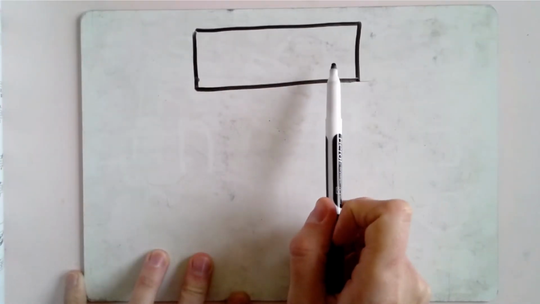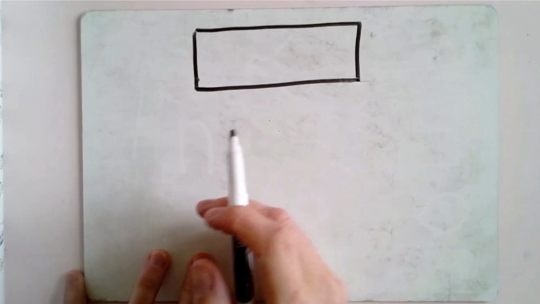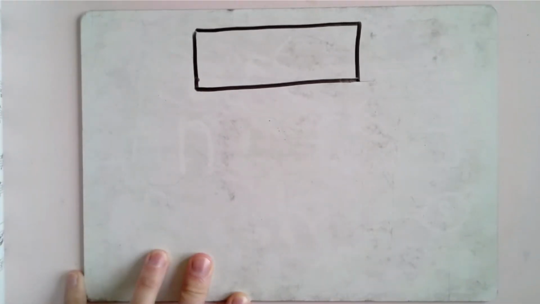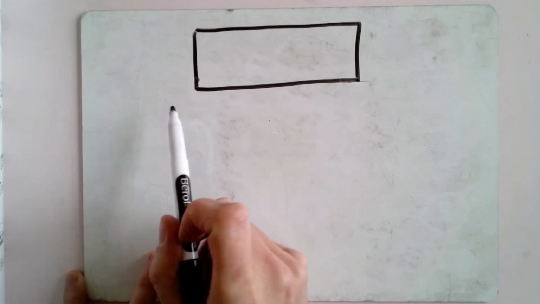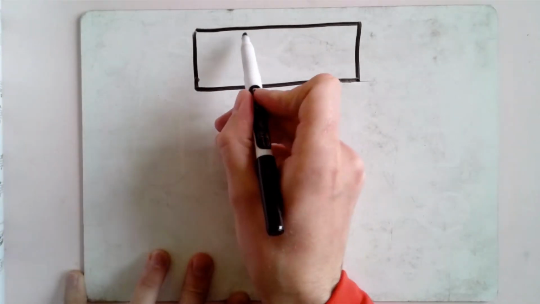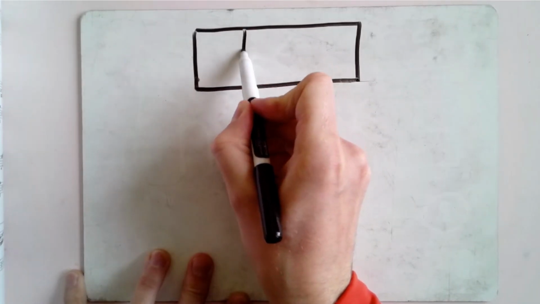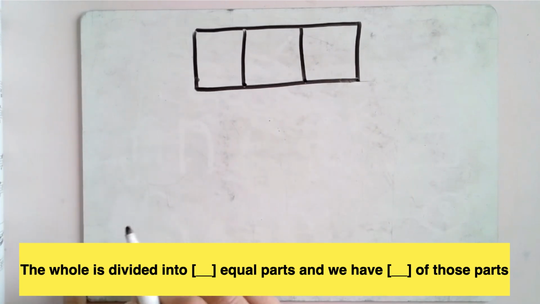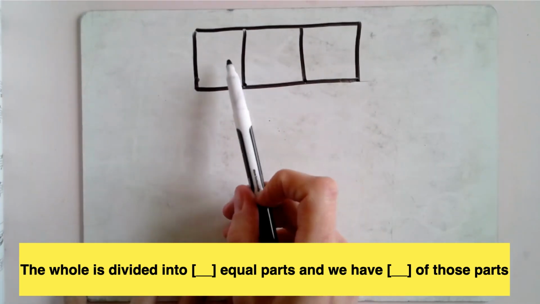And what happens with that whole is it is split up into amounts. So the whole of something is split up. The whole is divided into equal parts. That equal is really important. So here, I'm just going to divide this up into equal parts. And you can see the stem sentence at the bottom. The whole is divided into equal parts.